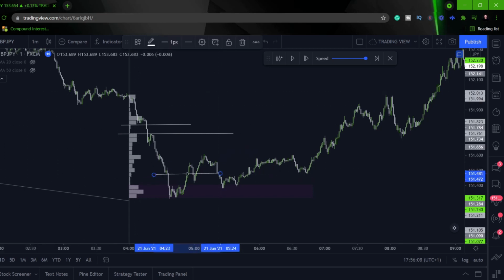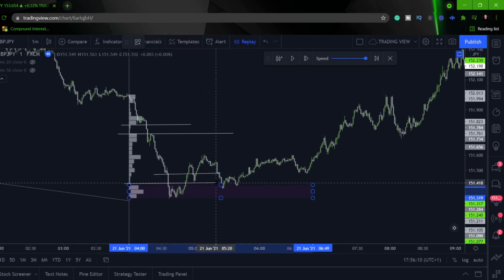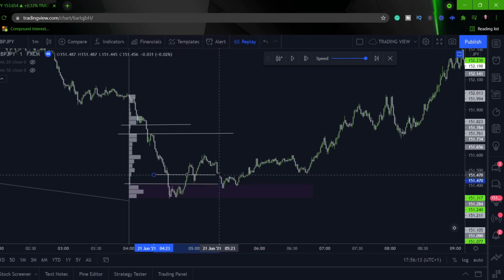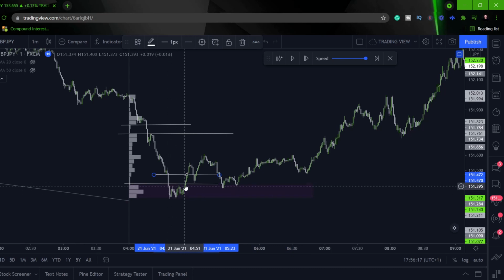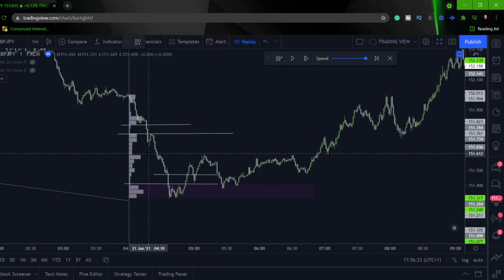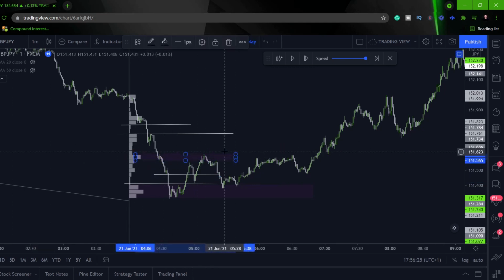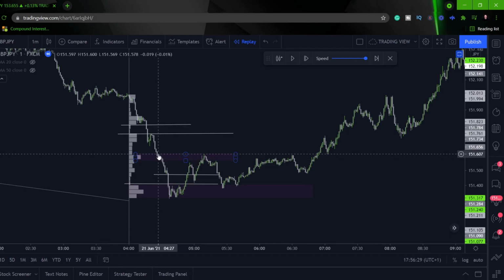Areas of imbalance. You can see how this is respected, right? We leave some inefficiency, we accumulate, we push up, fill the imbalance, respect that level very nicely, and push back up into what? Some more accumulation or some redistribution. Tap into that, mitigate off of an order block through there.